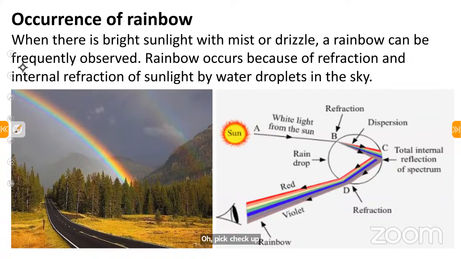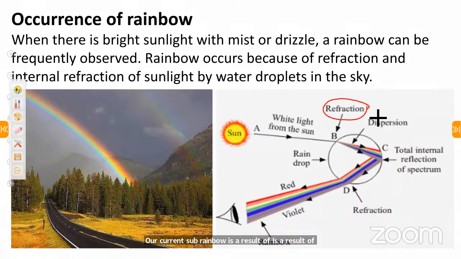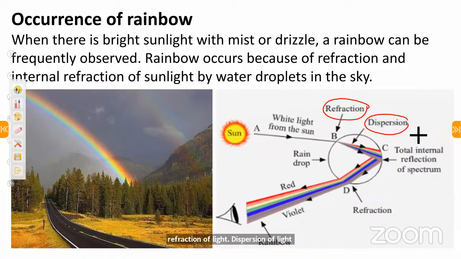Occurrence of rainbow is a result of refraction of light and dispersion of light.